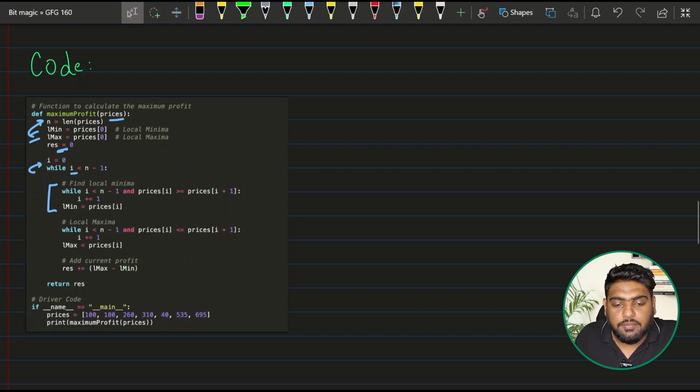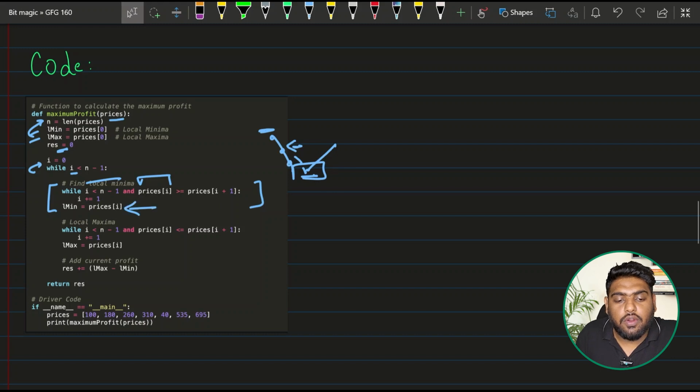I'm saying till the end of the array, I need to keep on moving. Every time I encounter a dip, that means prices[i] is greater than or equal to prices[i+1], so this value is bigger than the second one. I'm having a dip, so till the point I am having a dip, I am going to keep on increasing i. The moment I start increasing, at that ith value, I need to record it as the local minima. Once that is done, then I go on calculating my local maxima.